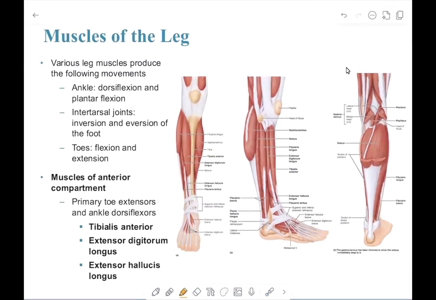And these various leg muscles produce various movements. So at the ankle, they dorsiflex or plantar flex. At the intertarsal joints, there's inversion and eversion that occurs. And finally, at the toes, they flex and extend. The muscles in the anterior compartment include the tibialis anterior, the extensor digitorum longus, and the last one you're not responsible for. That would be the extensor hallucis longus.